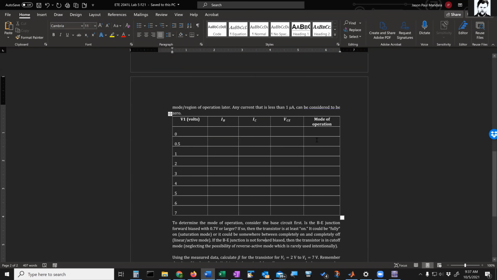It was maybe 120 at 1 volt. And so what we're seeing as we increase through this table is that base currents are going up, right? Base currents are going up because we're increasing the voltage that we're applying to the base.